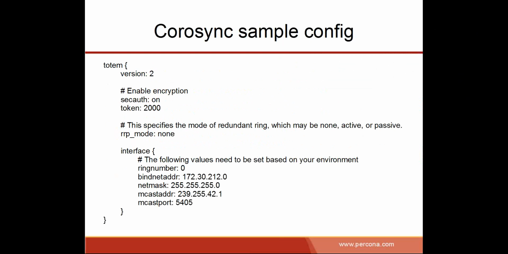RRP mode, that's the redundant ring protocol I just discussed. In my VirtualBox environment, I have only one network, so I'm not using it, so I set it to none. And then you need to define one interface per ring. So here it's very simple.